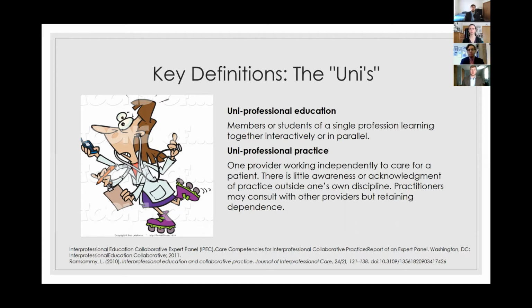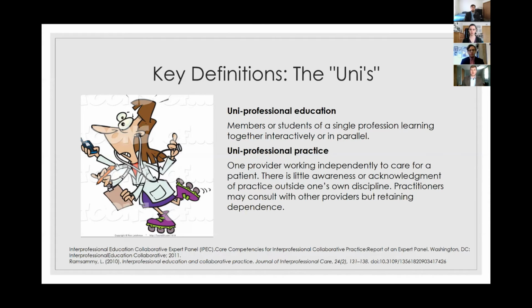When we think about uniprofessional education, we think about something like nursing 101 or athletic training 101, where there is a group of students that are all part of the same profession being taught by their own profession. As for uniprofessional practice, we often think of a dental office where you have a dentist that is the sole provider there, or even some primary care facilities are that way as well. And so that is uniprofessional practice.